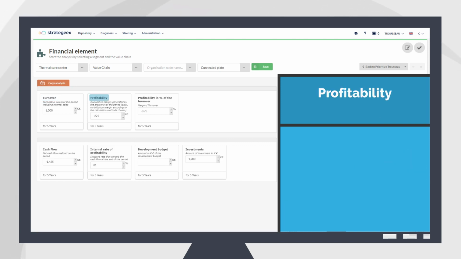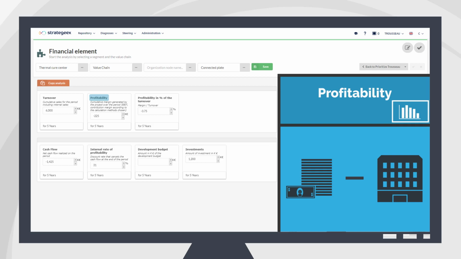Profitability is generally measured by the operating result, which corresponds schematically to the difference between the turnover and the resources necessary for the realization of the sales: salaries, purchases of materials, depreciation of the material, etc.